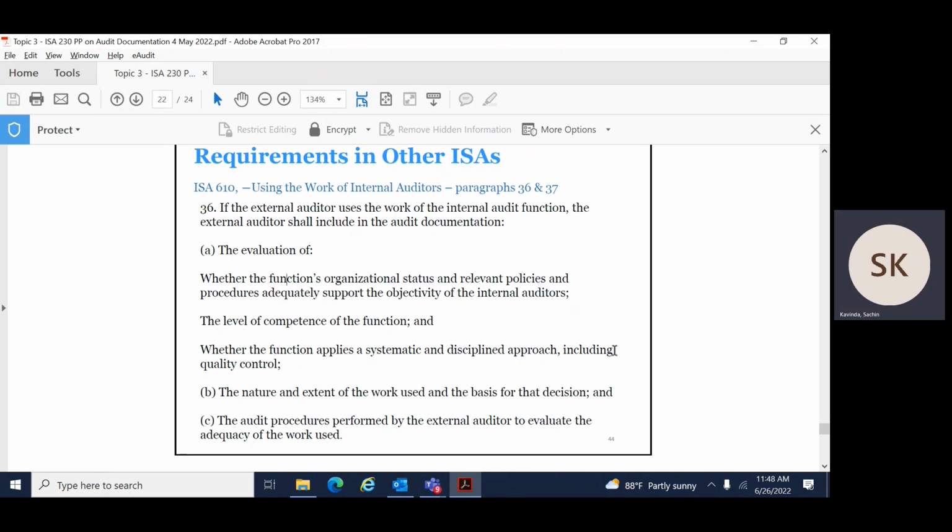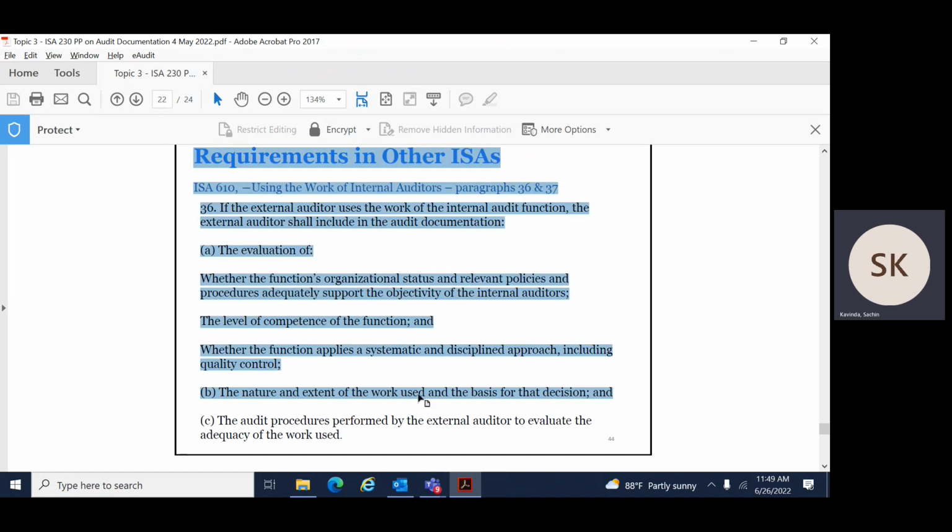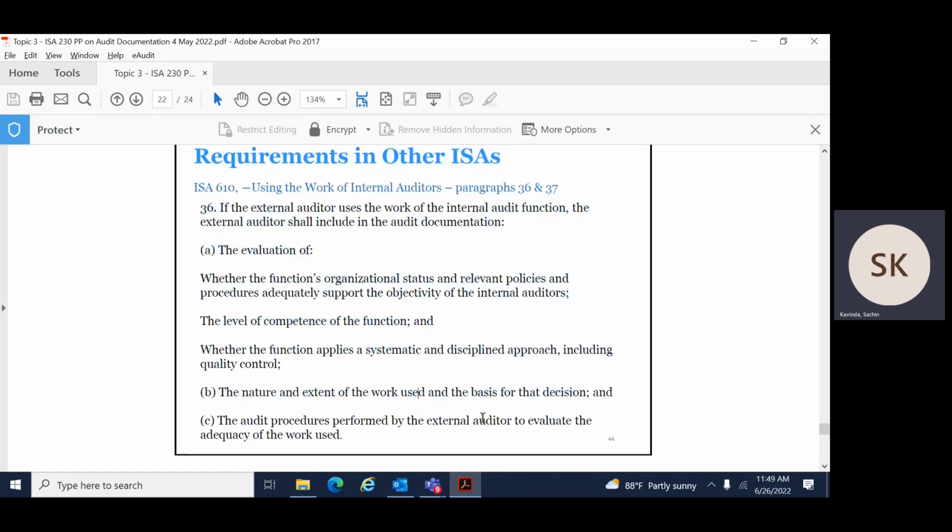Then the nature and extent of the work used and the basis for that decision. Nature and extent of the work used, and the basis for that decision. Right. And the audit procedures performed by the external auditor to evaluate the adequacy of the work used.